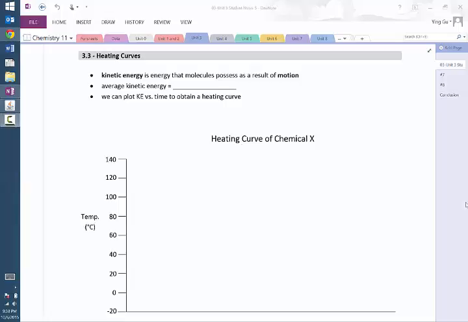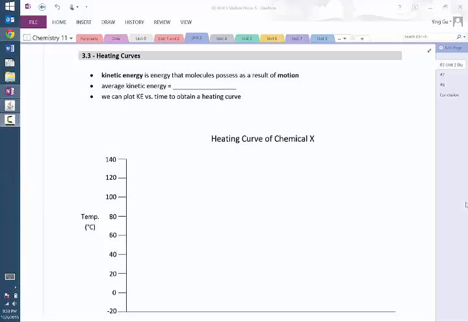All right, first online lesson. 3.3 heating curves. Now, so far we've seen energy diagrams with chemical reactions where we plotted potential energy on the y-axis and time on the x-axis. This one is a little different, and it's important that as we go on here that we don't confuse the two curves. Heating curves are done with physical changes because we are interested in a physical change as we heat a solid to liquid to gas.